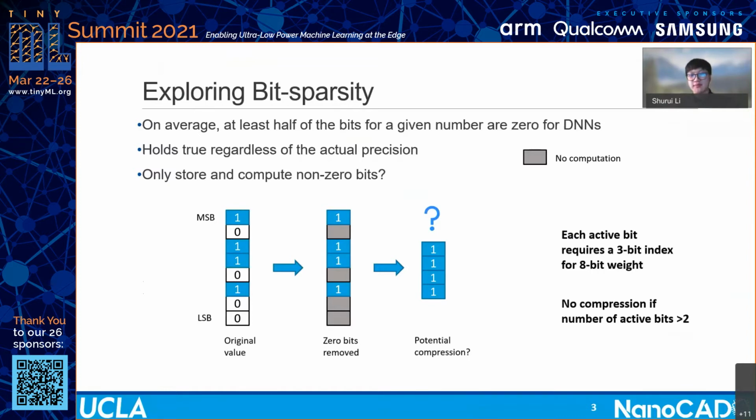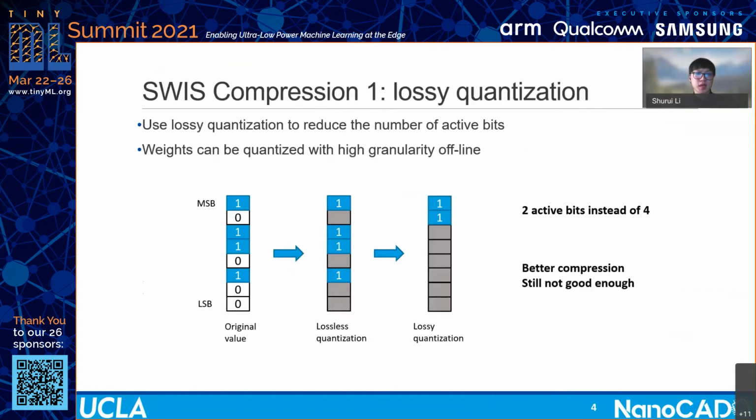However, we can do better than this, and we use 2 techniques to achieve real compression. The first technique is reducing the number of non-zero bits by allowing quantization error. Since weights can be quantized offline, the quantization can have very high granularity and introduce minimum quantization error. So for the illustrated example here, the number of active bits is reduced from 4 to just 2 by quantization. And we call the non-zero bits after quantization active bits, since they will be actively executed by the hardware.